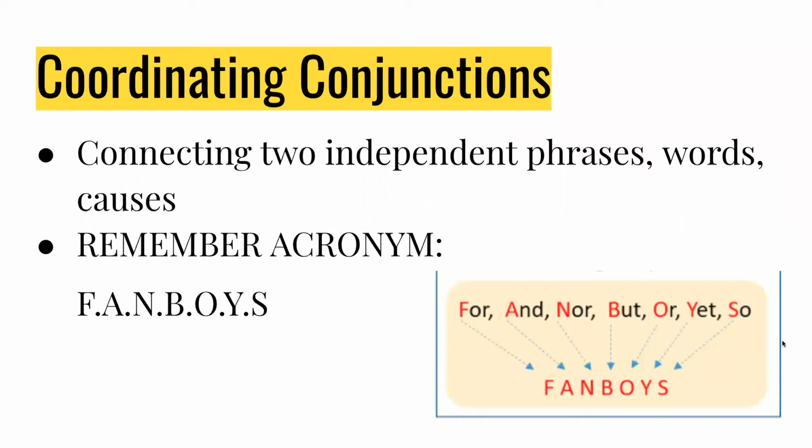So a coordinating conjunction connects two independent phrases, words, or clauses. An easy way to remember the different types of coordinating conjunctions is the acronym FANBOYS. So this stands for for, and, nor, but, or, yet, and so.